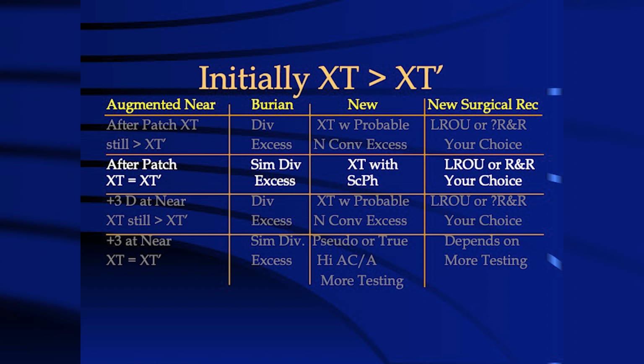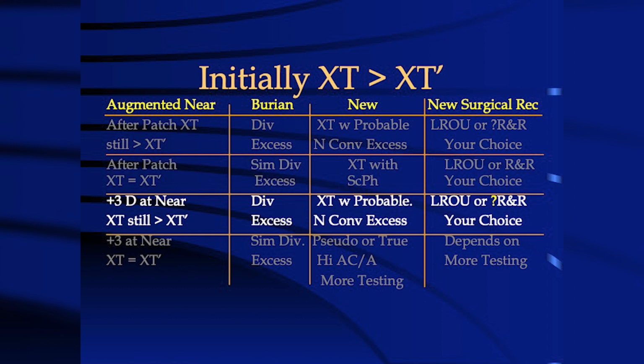Now, what if distance greater than near, if after a patch, they're equal distance and near? Burian calls it a simulated divergence excess. New classification says exotropia with the Scobee phenomenon. Surgical recommendations, your choice. You've got a helpful mechanism going on. You could do laterals, you could do a recess resect, whatever your bias is.